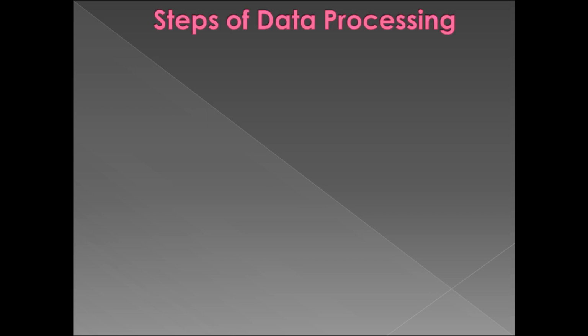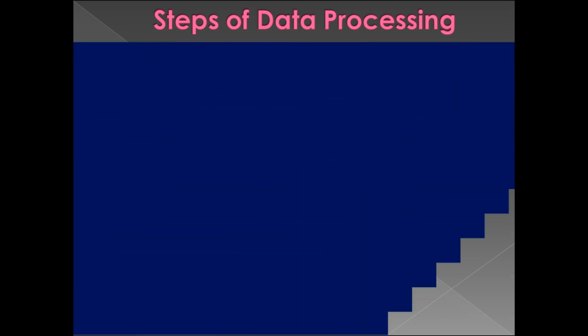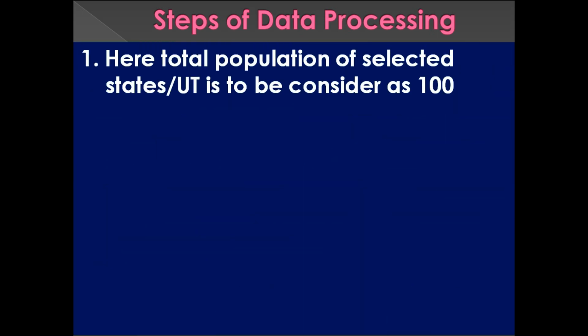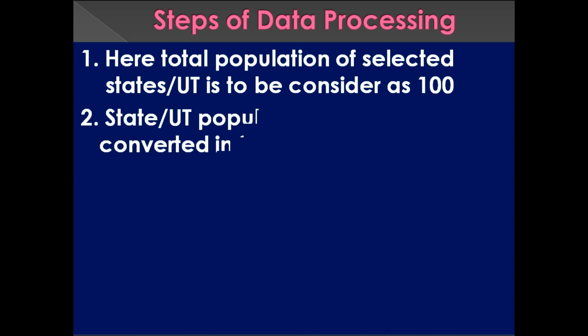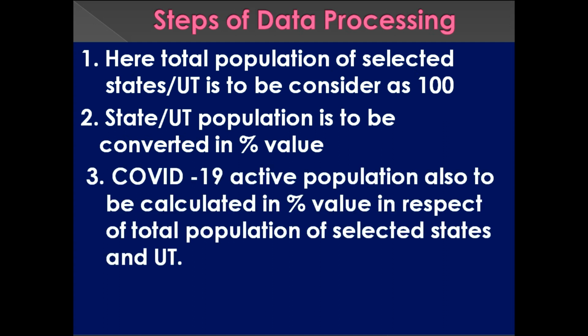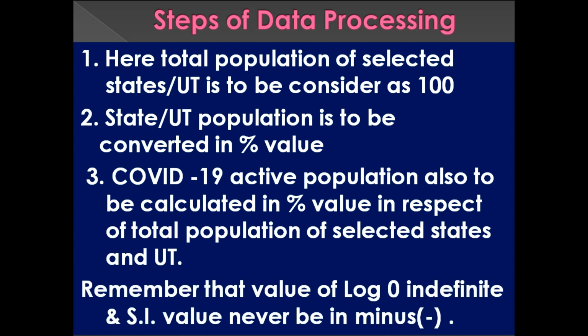Now, steps of data processing. Here the total population of selected states or union territories is to be considered as 100. State or union territory population is to be converted into percentage value. COVID-19 active population is also calculated in percentage value with respect to the total population of selected states and union territories. Remember that the value of log 0 is indefinite and the SOFAR index value can never be negative.